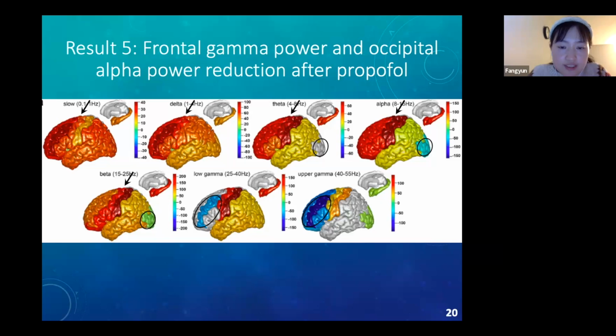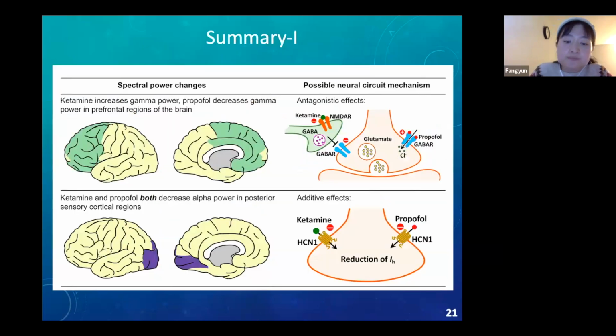This result suggests that propofol both enhances and antagonizes EEG power changes induced by ketamine, and that effects are frequency and location dependent. Based on the above data, we proposed the possible neural circuit mechanisms for the changes in frontal gamma and occipital alpha power after ketamine and propofol. We found that ketamine increased gamma power, whereas propofol decreased gamma power in prefrontal regions of the brain.